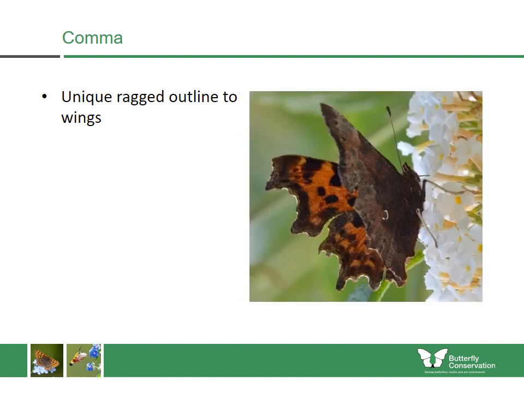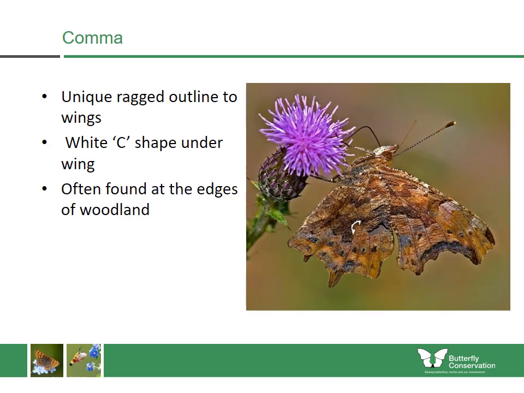You can see that ragged appearance from the side here, but it also has a white C shape under the wing, which is what gives the comma its name because it looks like a comma. You can see it again in this photograph here, both the ragged appearance and the white C shape. This butterfly is often found at the edges of woodland where it really likes that shelter where it can warm up.